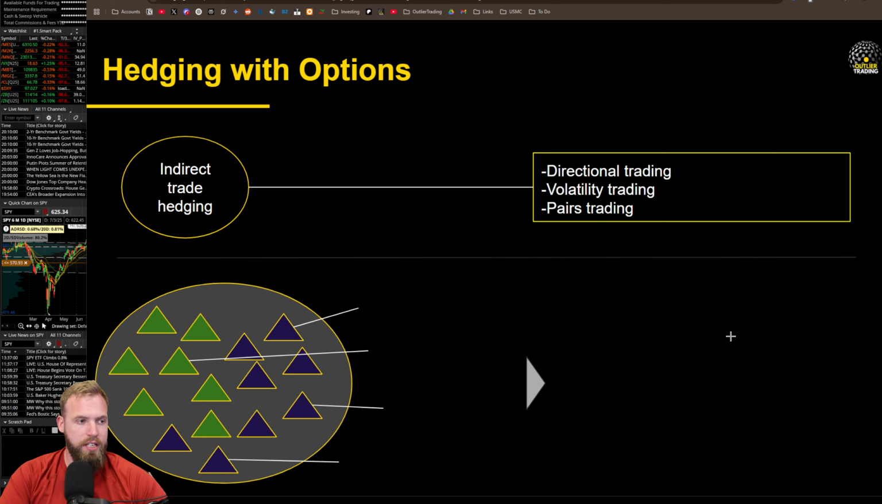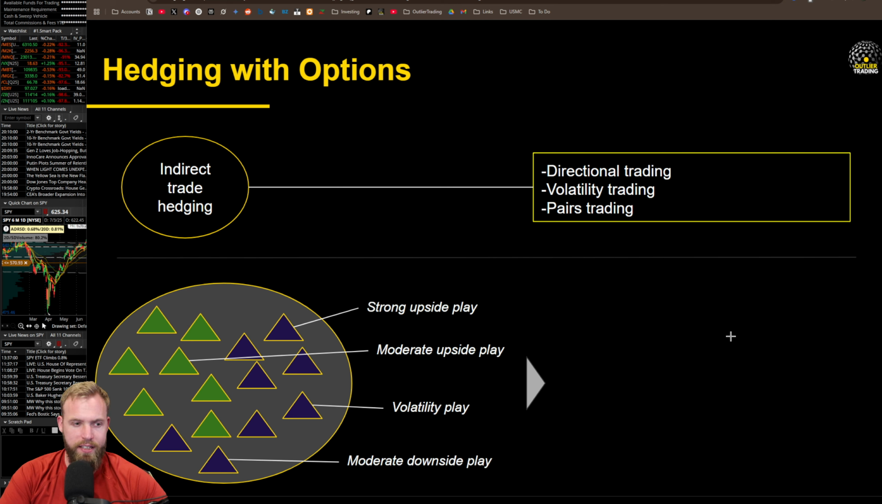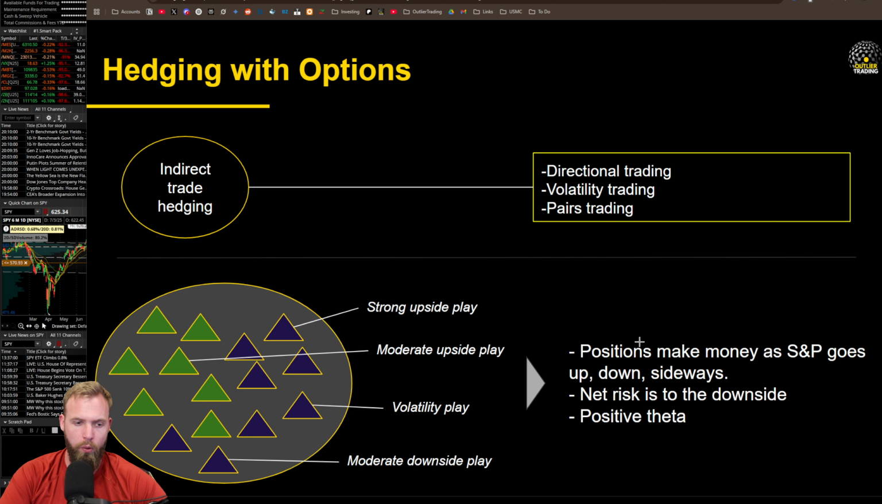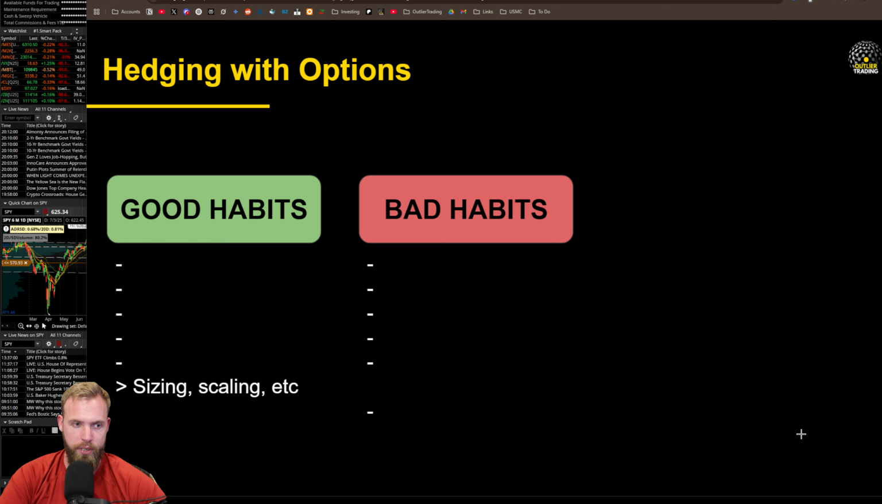Now, this is the example of indirect trade hedging. And again, this is where we have different kinds of plays that make up a well-built portfolio. And the idea is you're going to have some stuff that's making money as the S&P goes up. Some will make money as it goes down. I tend to like to be positive theta. So then if I'm noticing I don't have enough positive theta, maybe I'm going to go sell some premium. But this is the process of just building a balanced portfolio. Indirect hedging should be continuous, in my opinion.